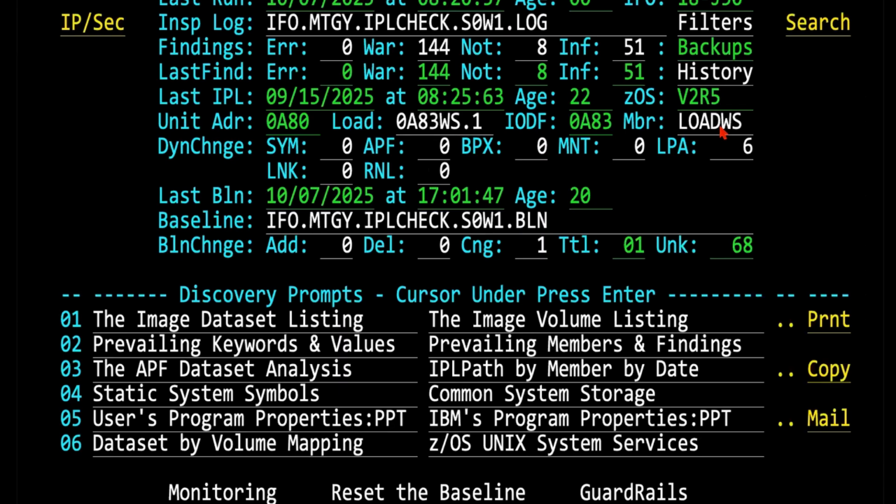And not to put a damper on it, but just knowing that it inspected clean is probably not all that you need to know, specifically right before you quiesce a system and plan to upgrade it before you bring it online again. You need to know about those dynamic changes. You need to know that there are no changes in symbols or APF or BPX or mounts, some LPA changes, 6 in this case. What are they?